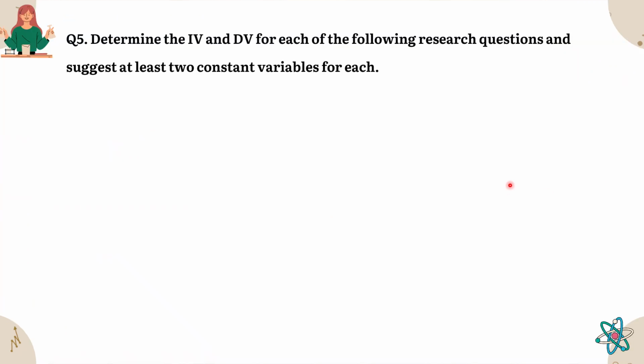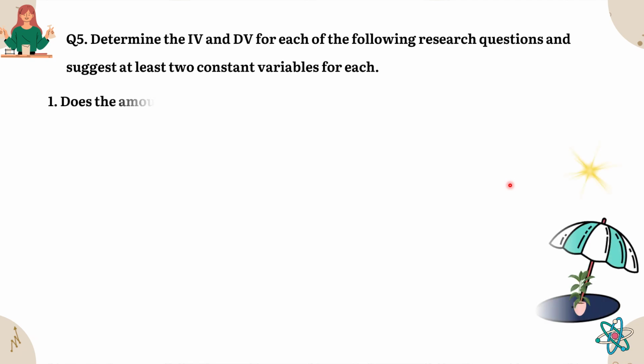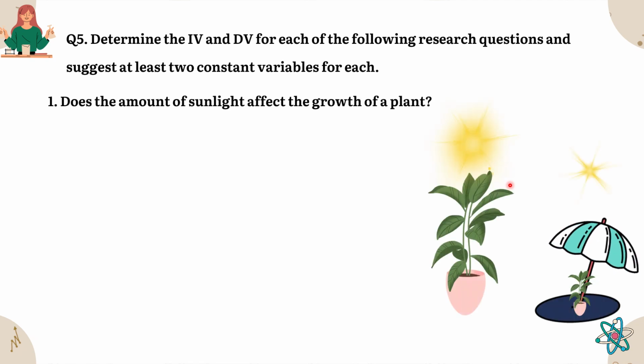Now the next question is: determine the IV, that is independent variable, and dependent variable for each of the following research questions and suggest at least two constant variables for each. So here is the first question. Does the amount of sunlight affect the growth of a plant? This is the question that we have got after having observations from the surroundings.